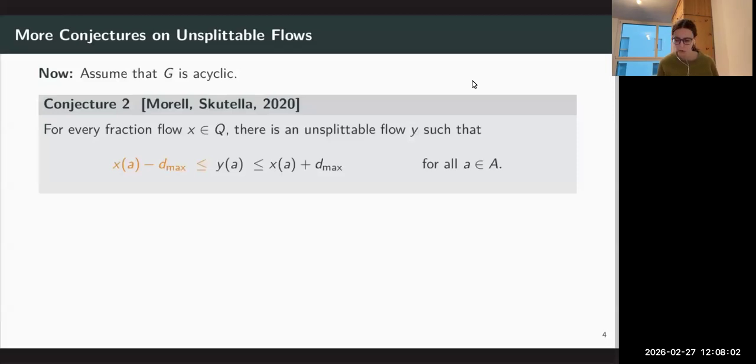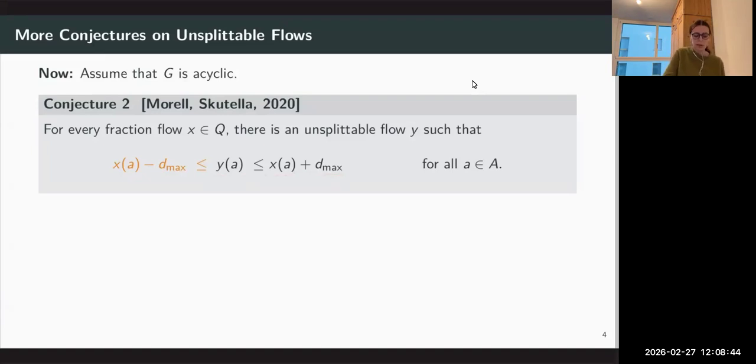And then there are some more conjectures. This one is due to Morell and Skutella, where they asked, okay, from now on we will assume that our graph G is acyclic. In the previous setting, this was somehow without loss of generality. Here it will be important, just for the question to make sense. So this conjecture is saying that I want to achieve the same as this theorem by Linhares, Skutella, and Goemans, where the unsplittable flow on every arc should not be more than the fractional flow plus d max.